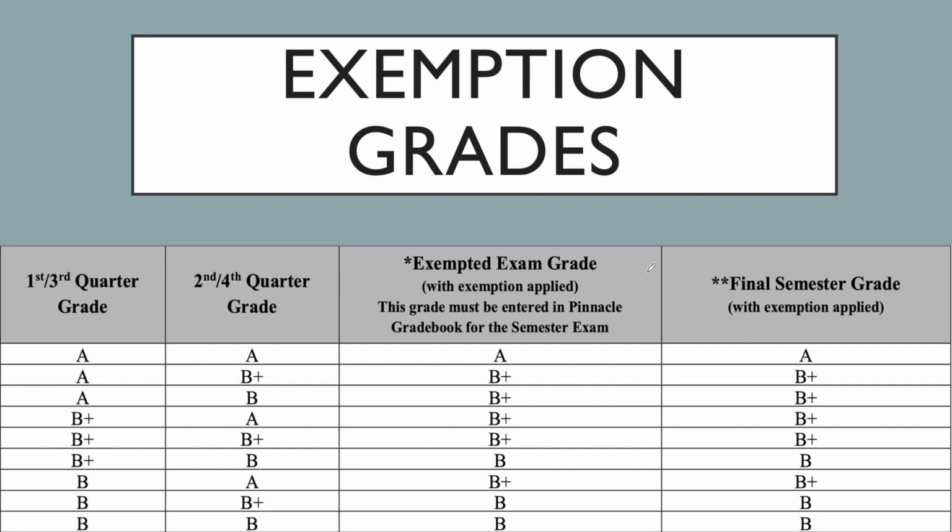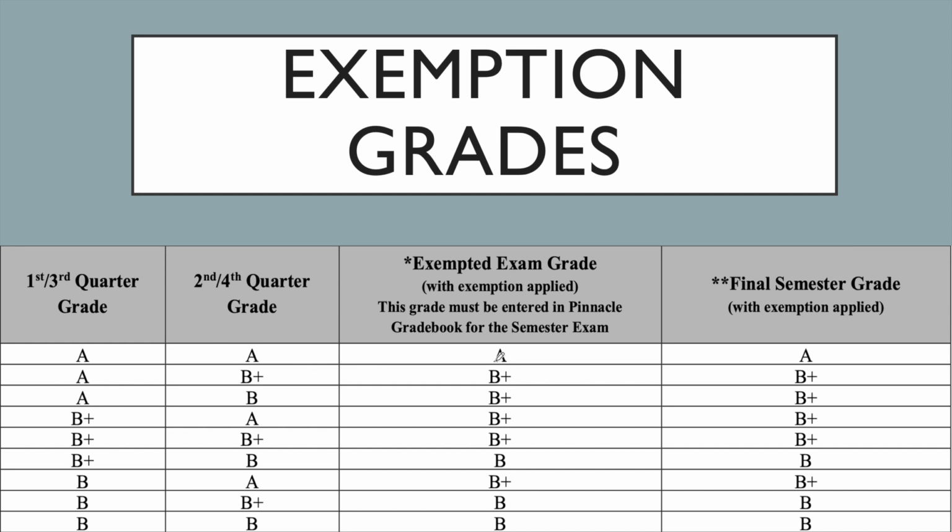Let's talk about calculating your semester grade. I have pulled up a sheet showing which grades get which exempted grade. It also inputs your final semester grade for those of you wanting to see how your exemption will affect your final score for colleges. In the first column, you have your first or third quarter grade. As you can see, it goes from A to B, and as you know, if you have a C, you can't exempt. Once you put in your first or third quarter grade and your second or fourth quarter grade, it will give you that exempted grade for that pair.